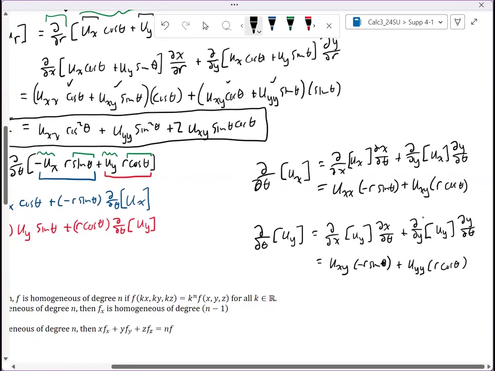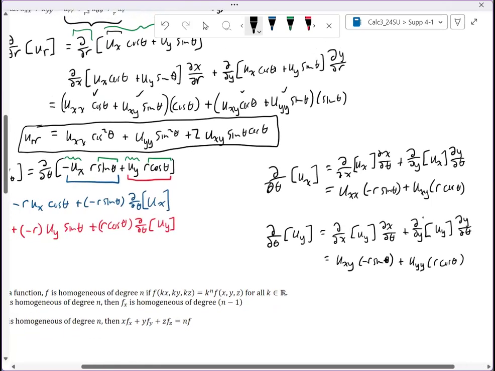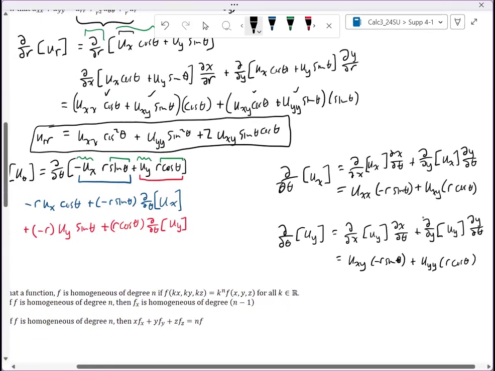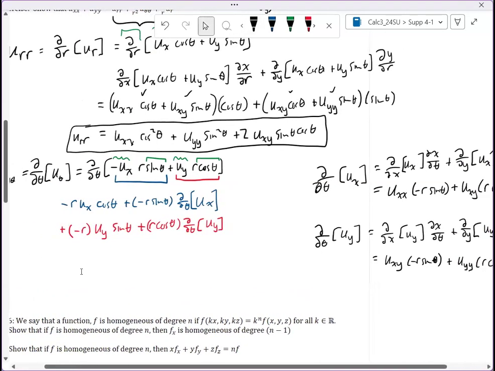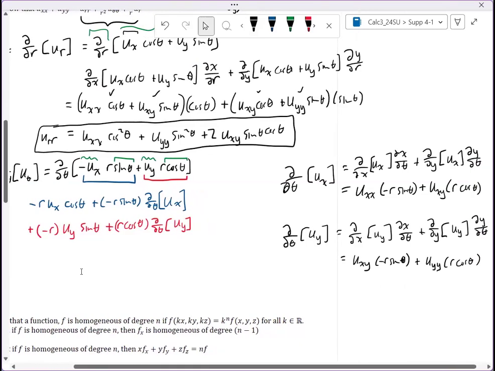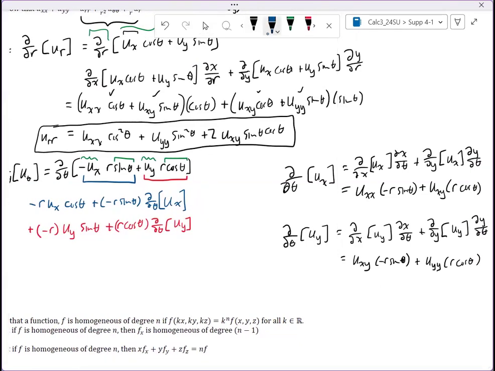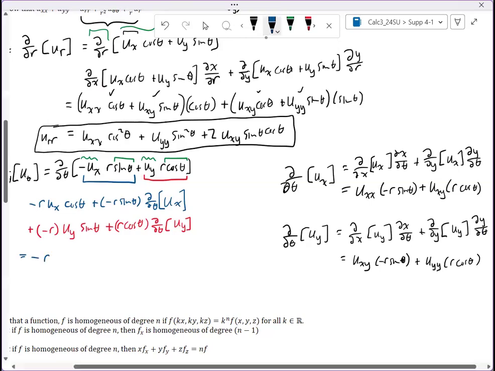Okay, so I can zoom out just a touch here. When I come over to this left-hand side, let me also get a little more room here. Okay, so this equals negative r u_x cos theta. We got that term, minus r u_y sine theta, that's that term taken care of.